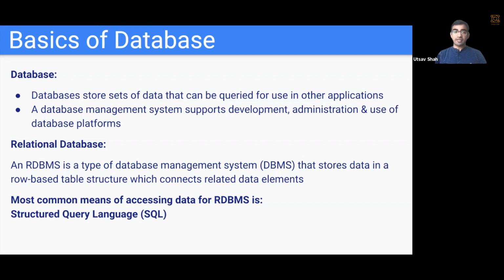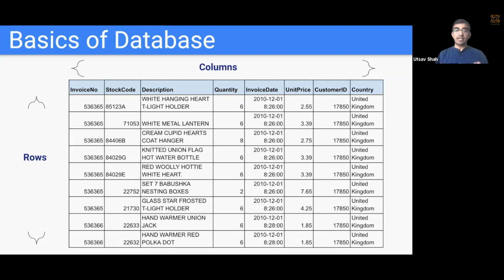The specific database that we are going to talk about is relational database. An RDBMS, or a relational database management system, is one that stores data in a row-based table structure and which connects related data elements. The most common means of accessing data from an RDBMS is structured query language, or SQL in short. Here is how a typical table structure looks like for an RDBMS. There would be a bunch of columns and then there would be a bunch of rows.